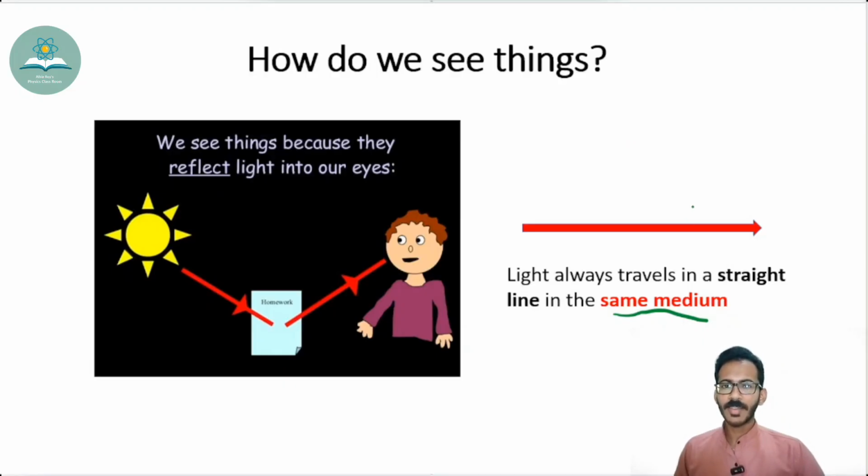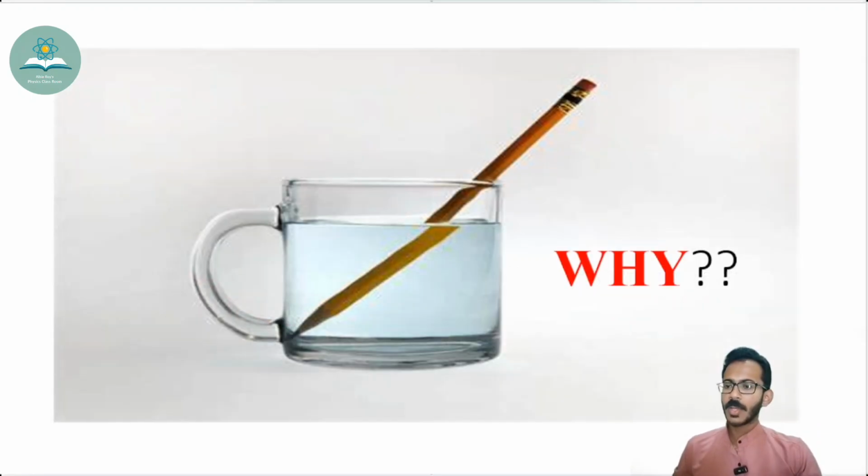So light travels in a straight line only in the same medium. When the medium changes, light bends. This is called refraction of light. Now let's analyze what happened here.